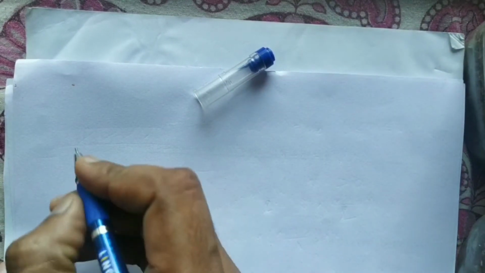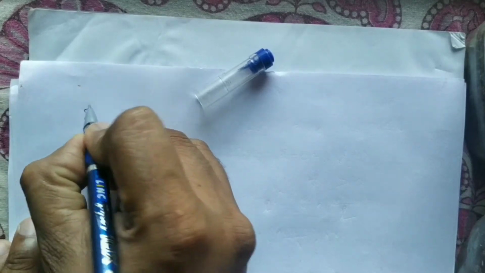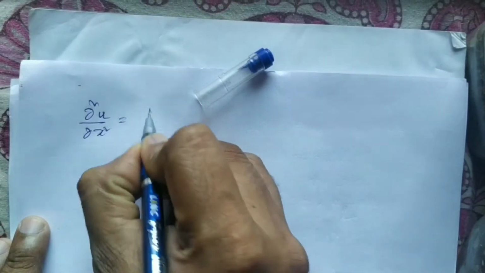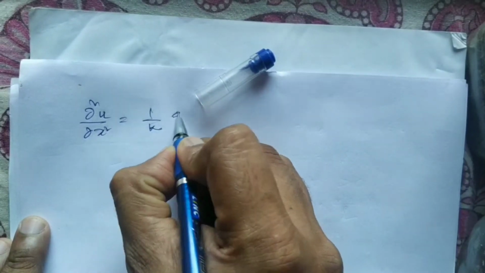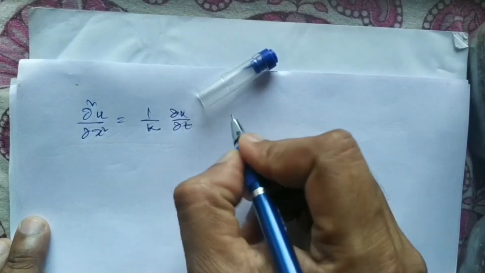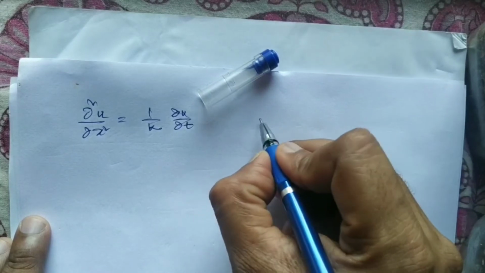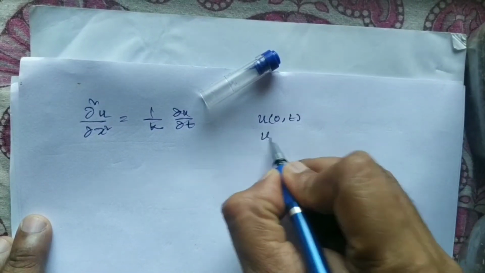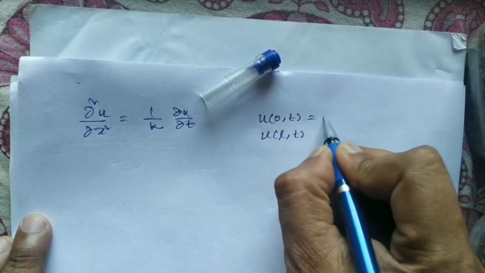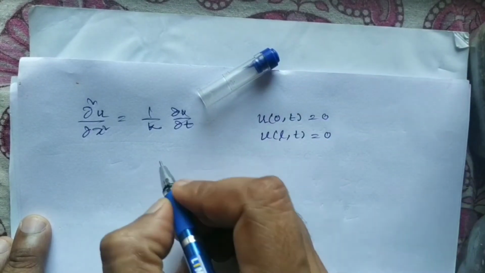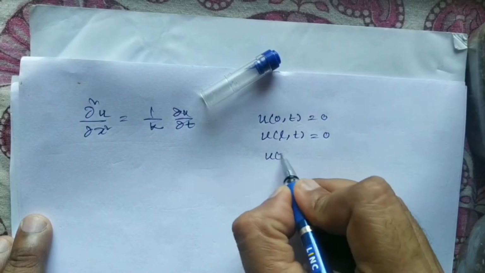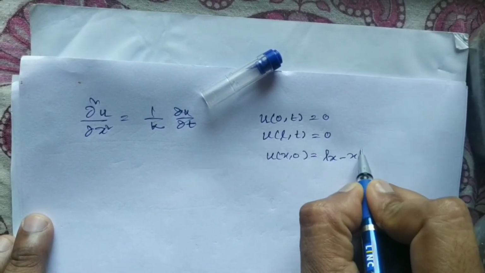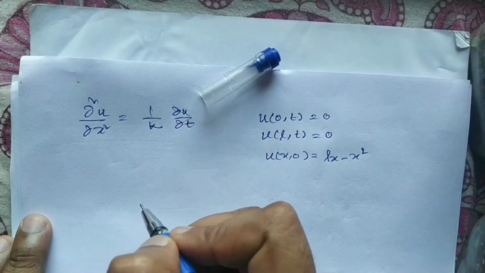So the problem is saying that there is a boundary value problem governed by this equation, 1 over kappa del u del t, which satisfies the conditions u(0,t) and u(l,t) both equal to 0, and u(x,0) is equal to lx minus x square. We have to solve this.